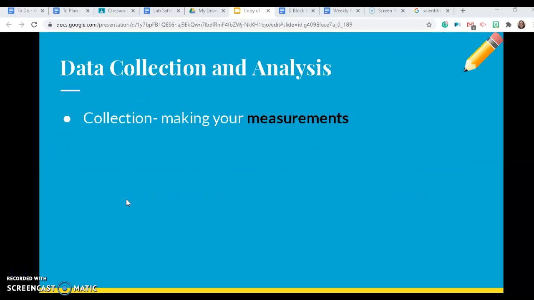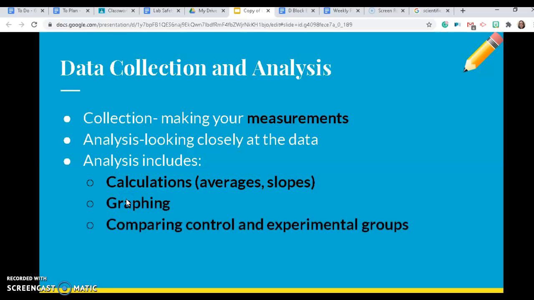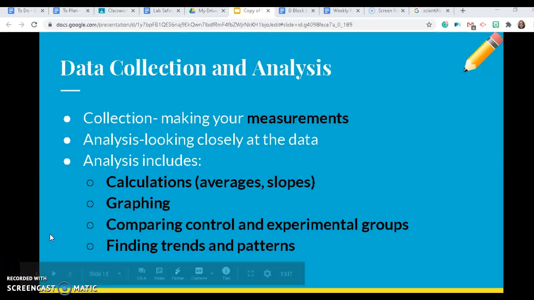After you do an experiment, you need to collect data and then analyze the data. You make your measurements and then you look closely at the data. An analysis can include things like calculations, such as averages or slopes, graphing, and comparing the control and experimental groups. You might also find trends and patterns in the data.